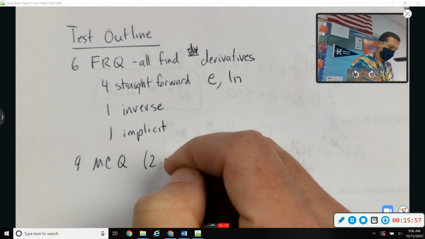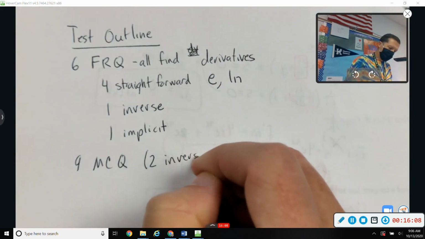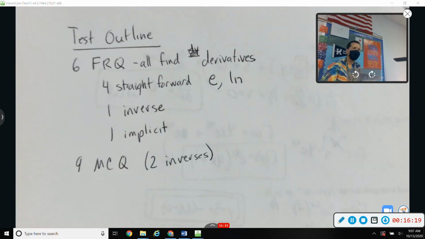A variety, some with e's and natural log, some with just old school quotient rule, product rule, trig, a variety of stuff thrown in there. 2 of them involve inverses. One of those is similar to the free response inverse, where you just kind of have to work the problem. Another one kind of gives you all the information. And I think if you'll make the table, instead of you having to find all the information, it gives you everything to fill out the table. It's just, can you make sense of what I'm giving you, put it in the table correctly, and then answer the question. So if you understand what I'm giving you, I think it's easier than doing the whole thing.